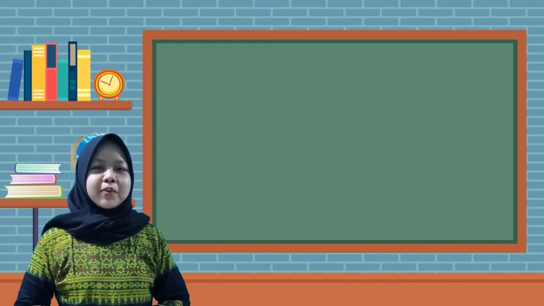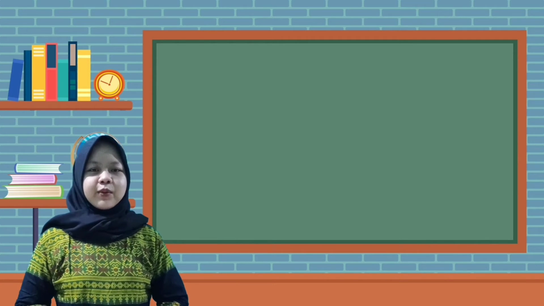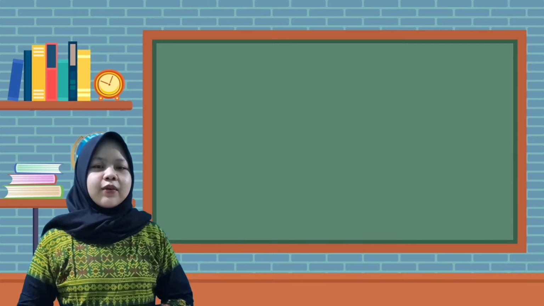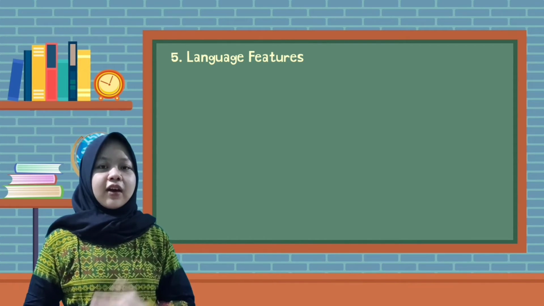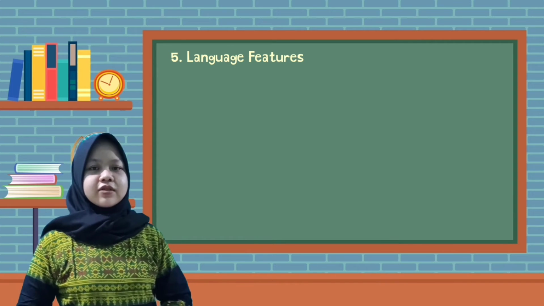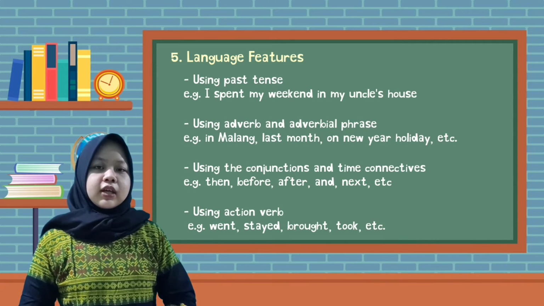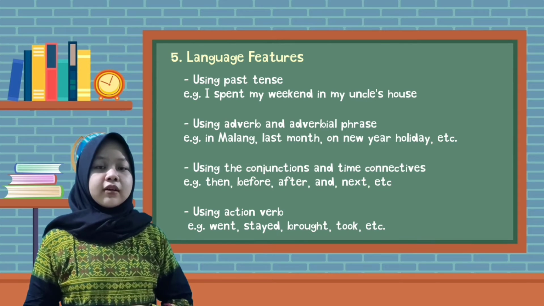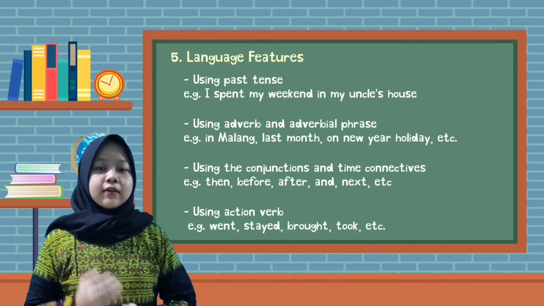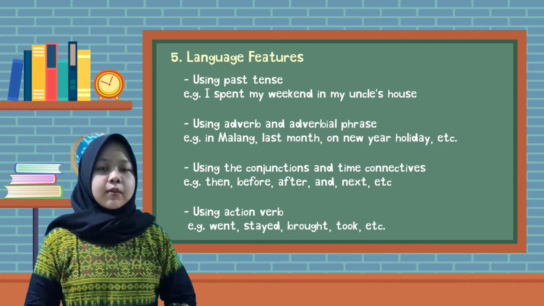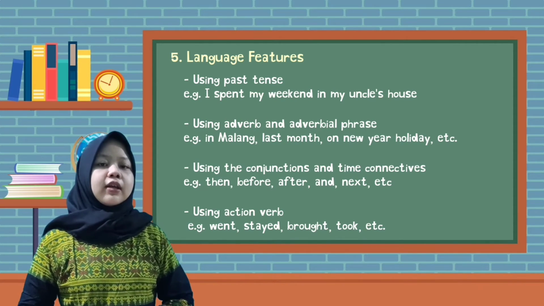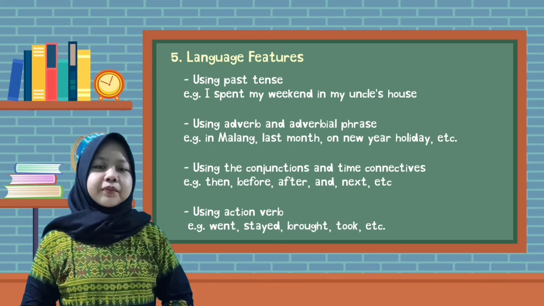Alright everyone, this is probably the last material about recount text. It is the language features used in recount text, and here are some of the language features. Number 1 is using past tense. Well, since it is retelling past events, of course, you must use past tense. For example, I spent my weekend in my uncle's house.